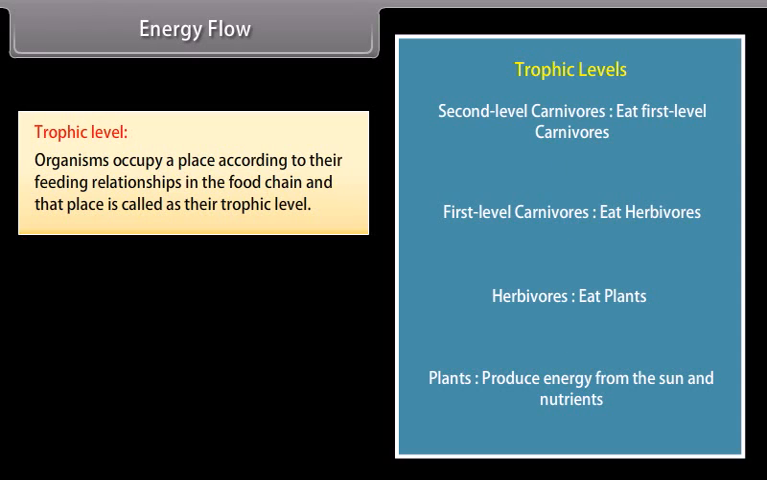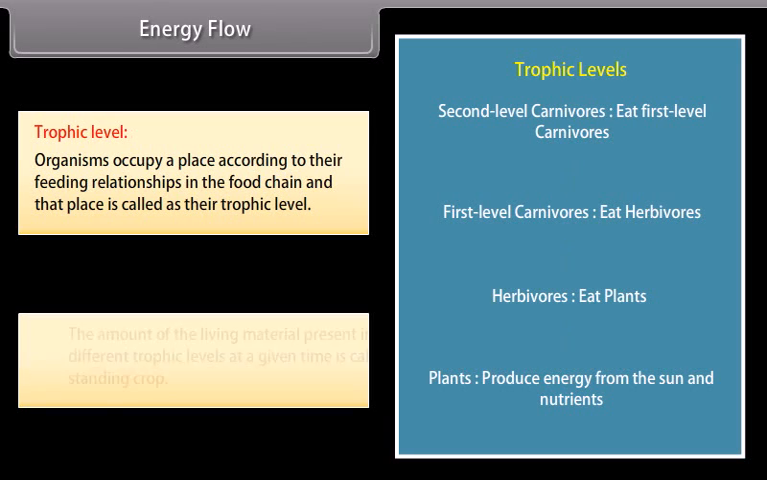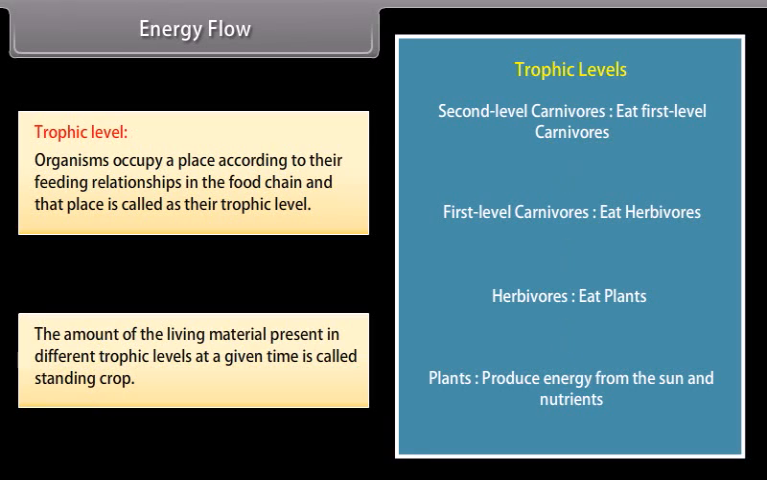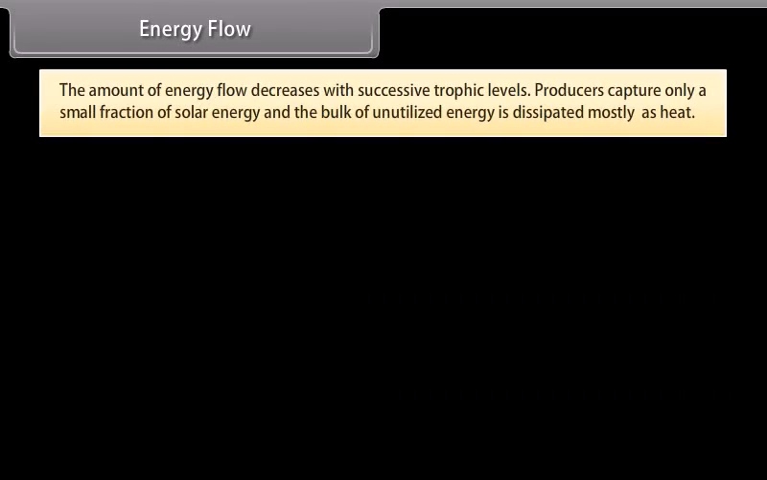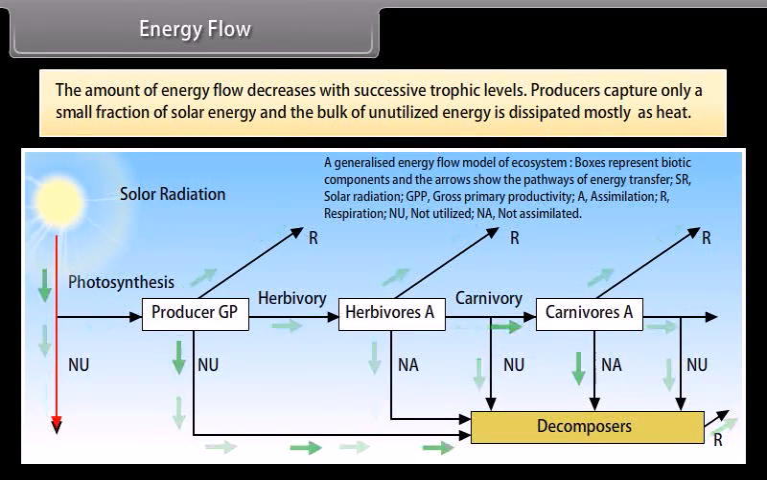At the third level, first level carnivores are present because they eat herbivores. At the fourth level, second level carnivores are present because they eat first level carnivores. The amount of living material present in different trophic levels at a given time is called standing crop. The amount of energy flow decreases with successive trophic levels.